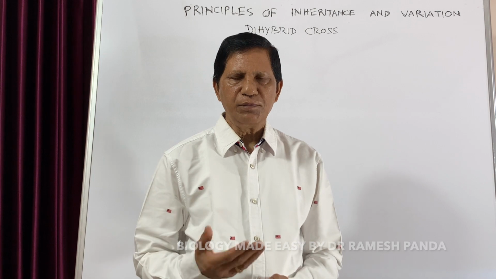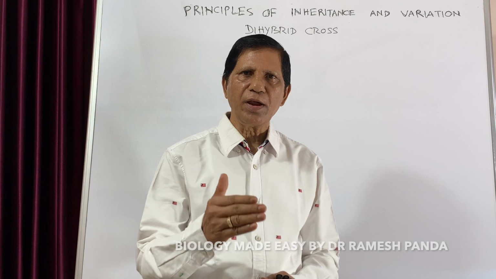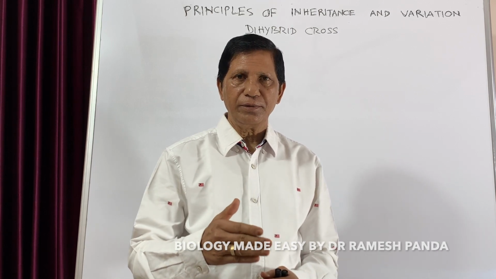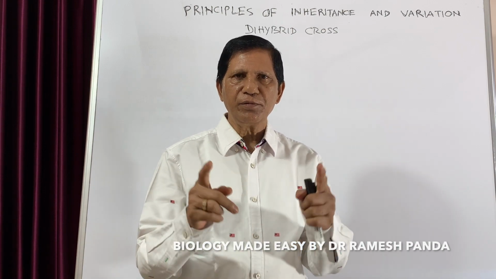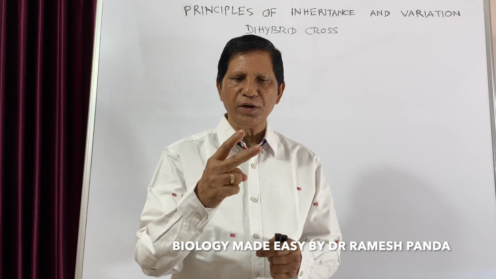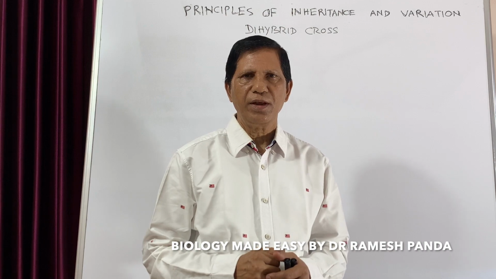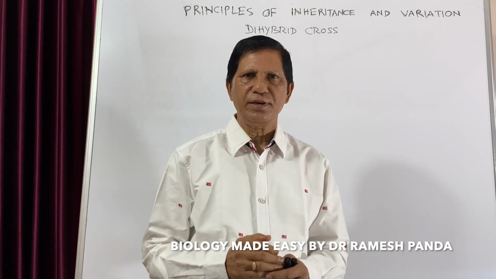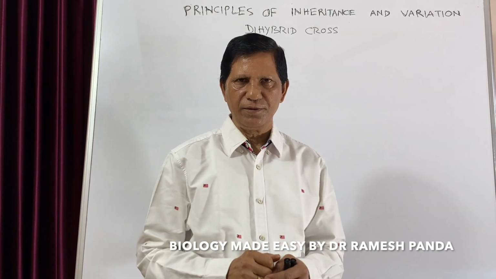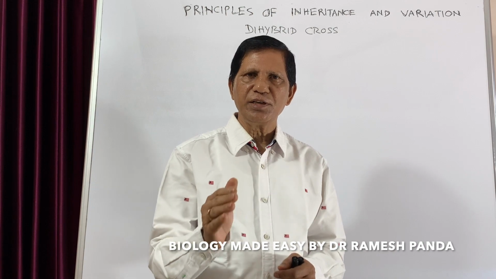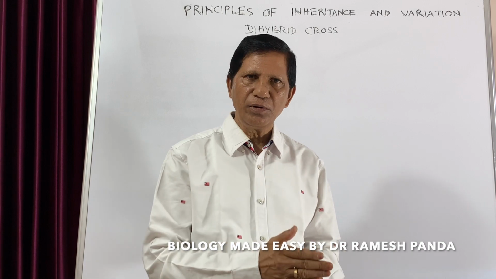So today in this video we'll discuss the dihybrid cross. After being successful in monohybrid cross, Mendel carried out experiments taking two characters at a time. So when a cross is made between two plants which differ in two contrasting characters, that is known as dihybrid cross. In one of the dihybrid crosses, Mendel took the shape of the seed and the color of the seed. So as you know, the shape of the seed may be round or wrinkled, and the color of the seed may be yellow or green.